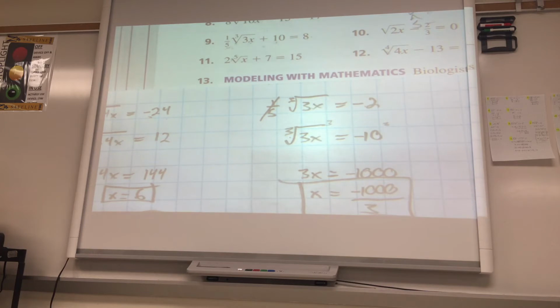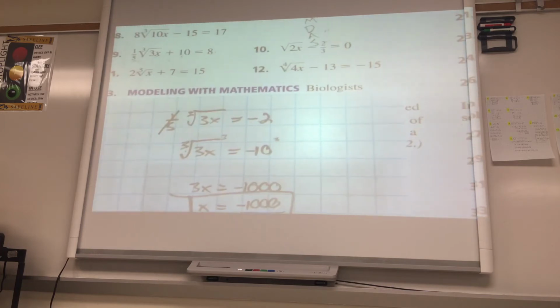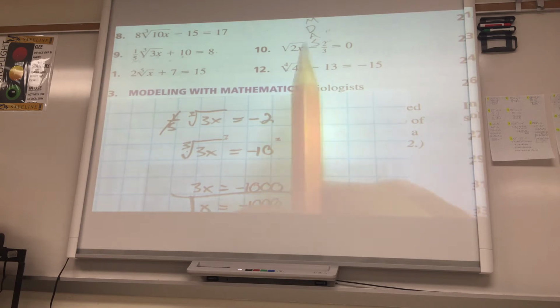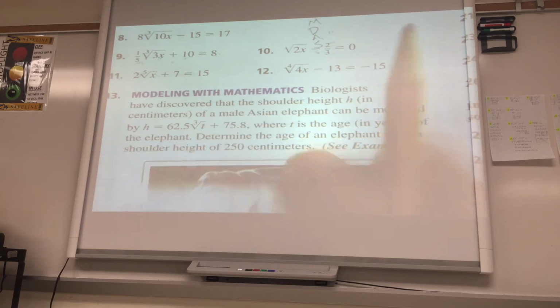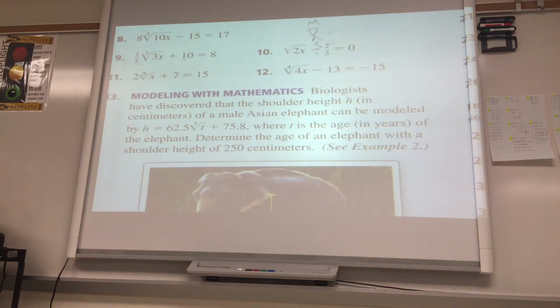Let's see, do I want to do any of these other ones? Anything that looks like it might confuse you? Possibly this one right here. I think, yeah, there's something good to be explained on number 10. So let me fold this paper and we'll go to number 10.